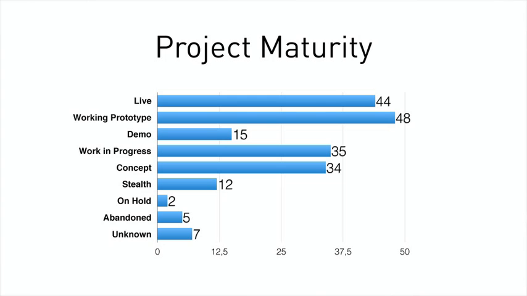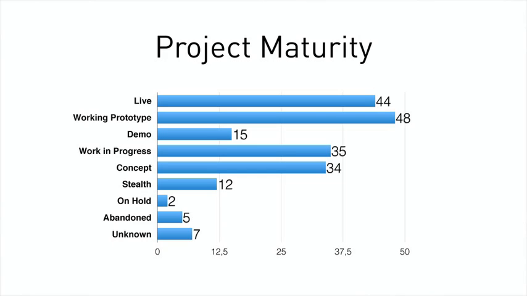Also, looking at the various maturity levels. So 44 of them are actually live. This means that they have deployed a contract on the live Ethereum blockchain and they can, or at least they claim that you can connect to them. 48 have a working prototype. So there's something out there to try, but maybe it's not deployed yet. Maybe it's just on the testnet, or you still have to deploy it yourself on a private chain.